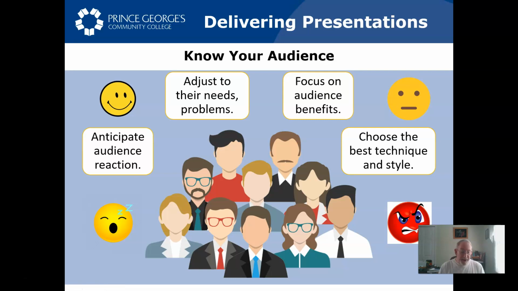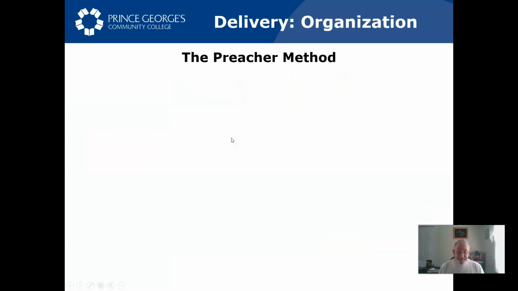Essentially, whether you have 5 minutes or 60 minutes, you will deliver 3 to 4 main points. The difference, obviously, is the amount of details and examples you give. Regardless, you'll follow a similar approach to delivering the content using what can be referred to as the preacher method. This is how preachers are taught to deliver sermons.